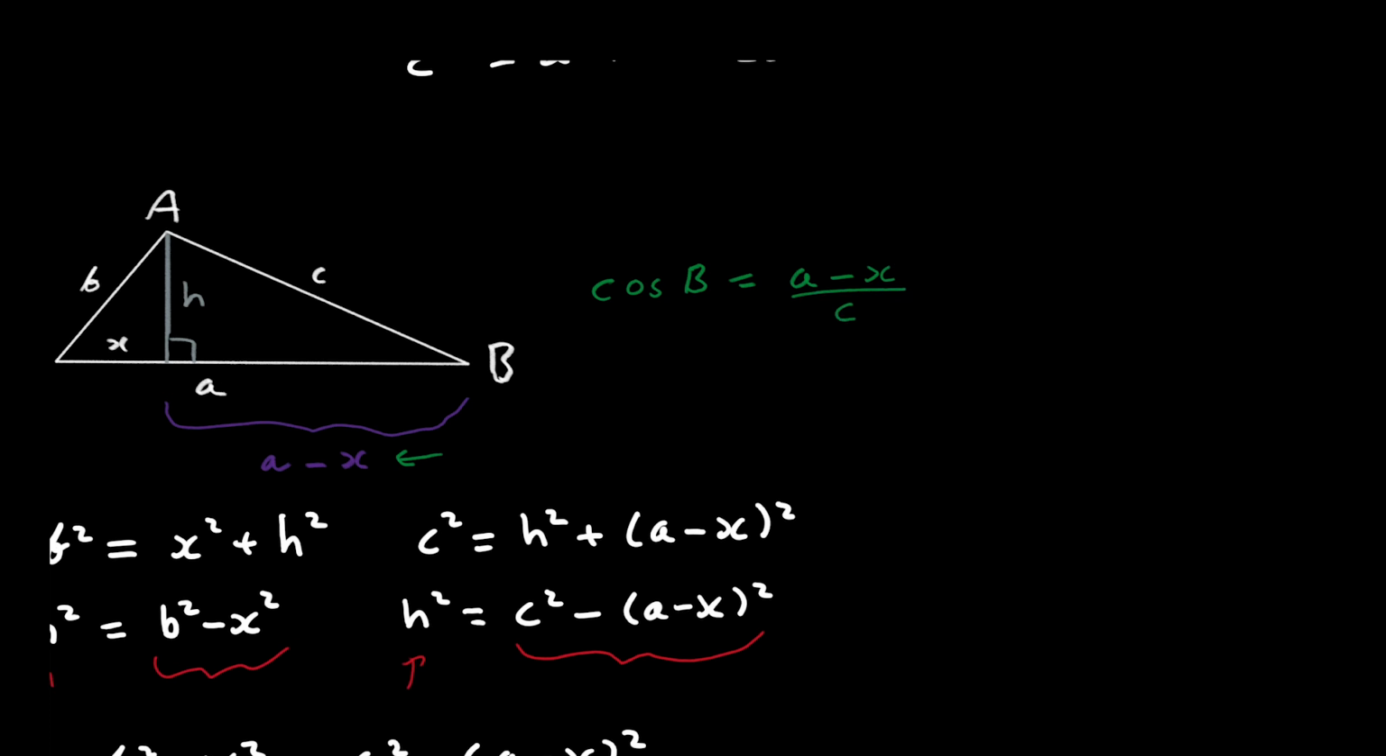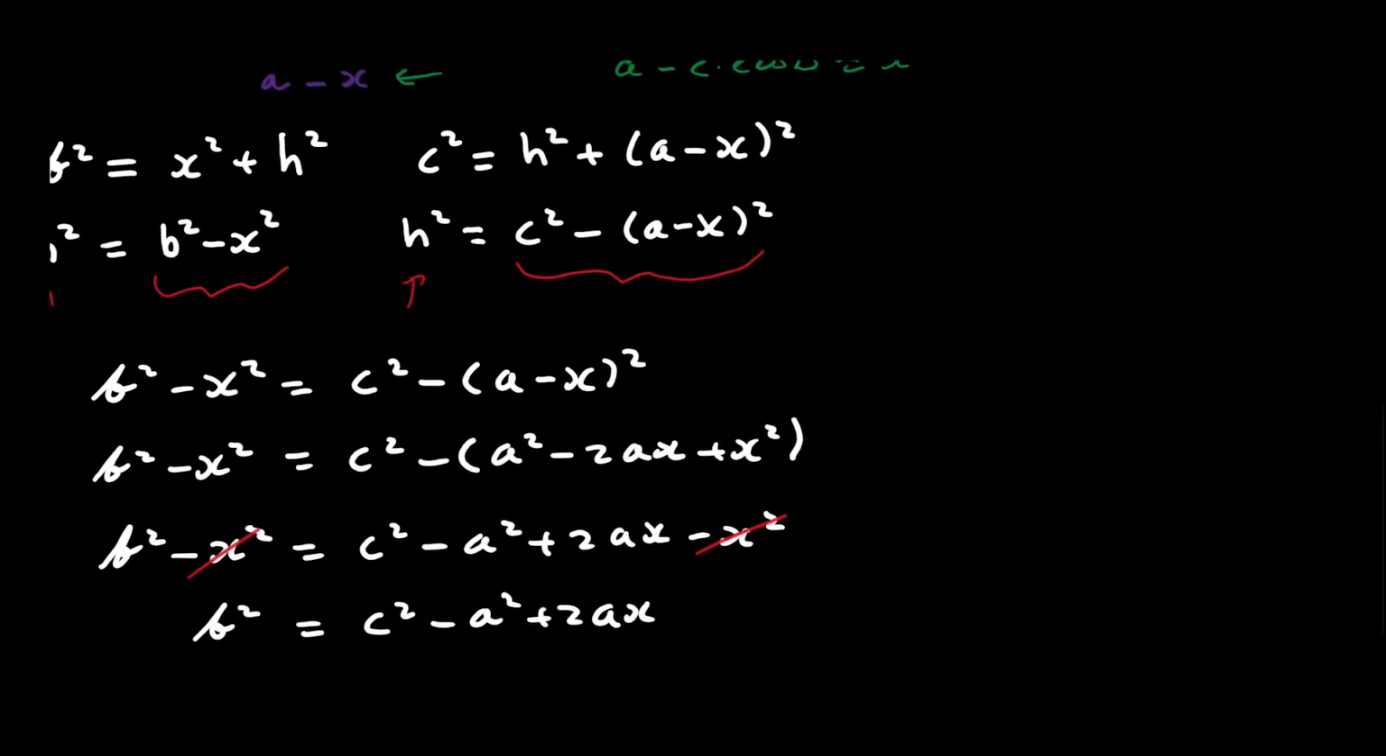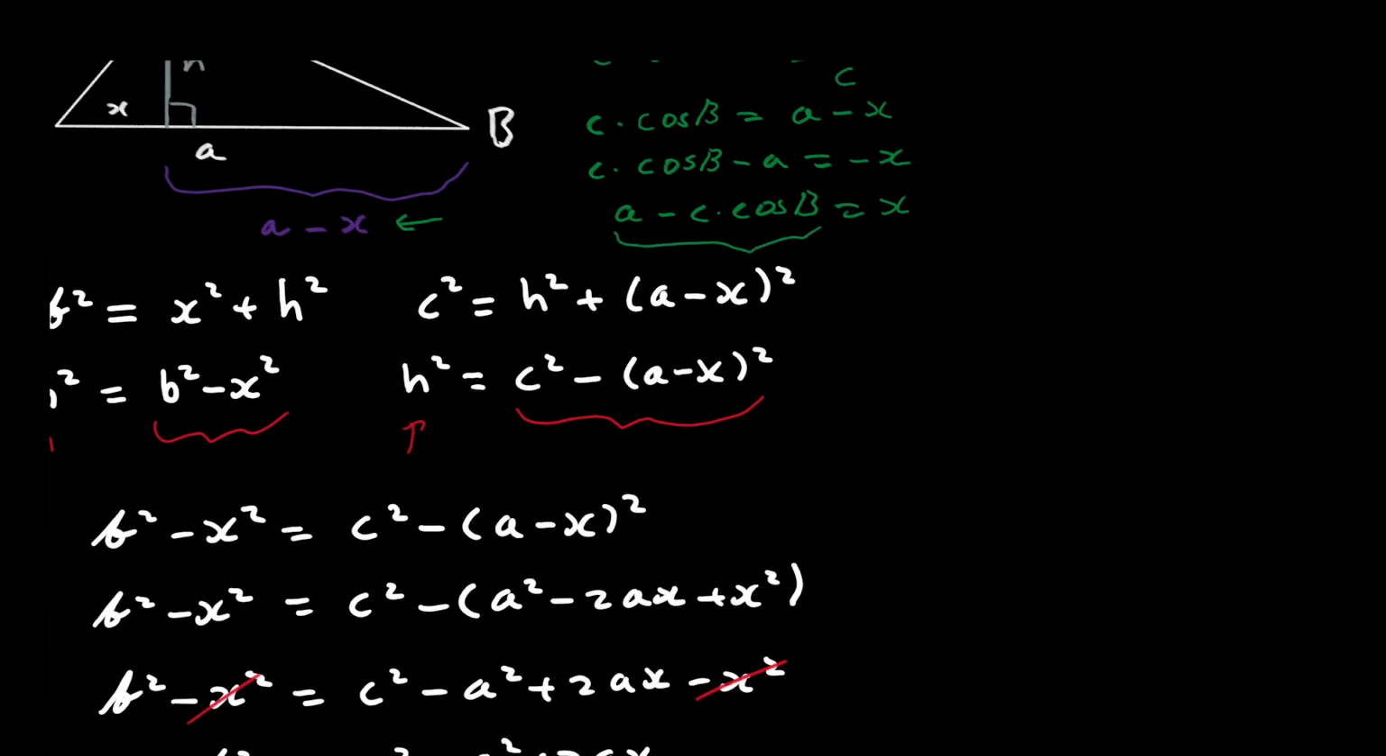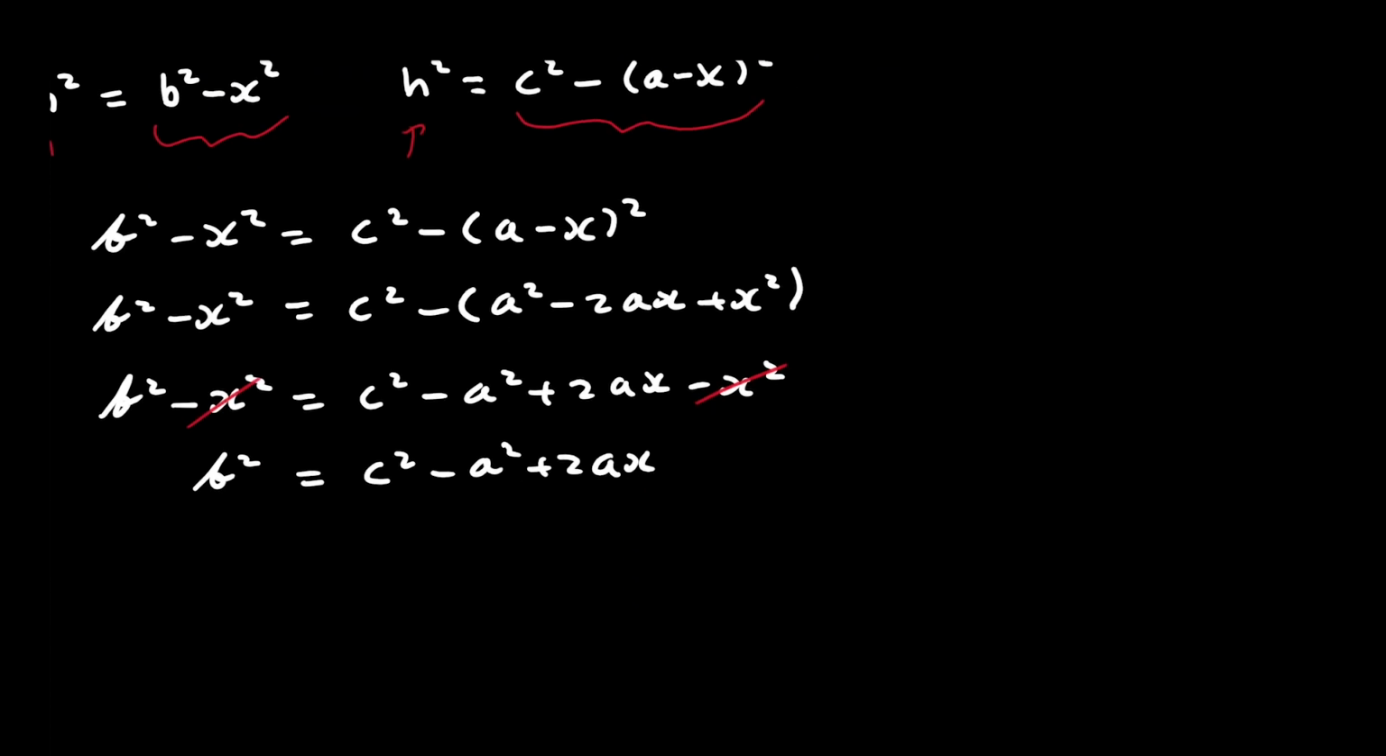Multiplying both sides by c, we would get that c times the cosine of b equals a minus x. Subtracting a from both sides gives c times the cosine of b minus a equal to negative x, and then multiplying both sides by negative 1, we have that a minus c times the cosine of b is equal to x. So now we have something we can substitute for x into the equation that we've derived. So here's x, and we're going to substitute this expression here for x, a minus c times the cosine of b.